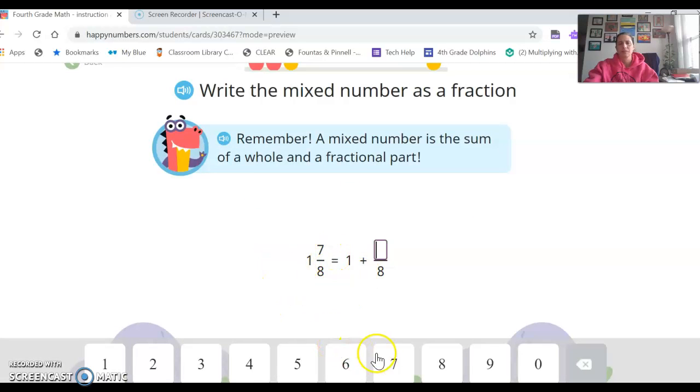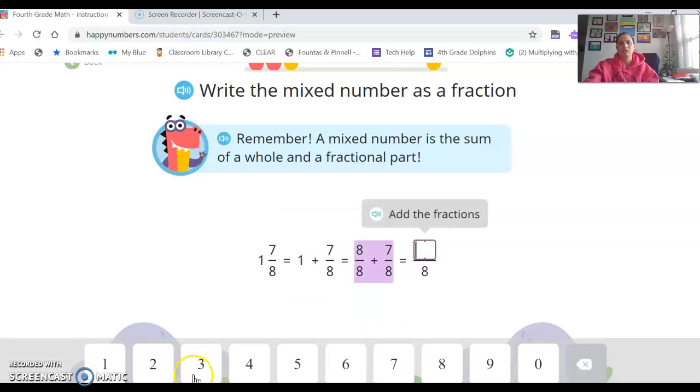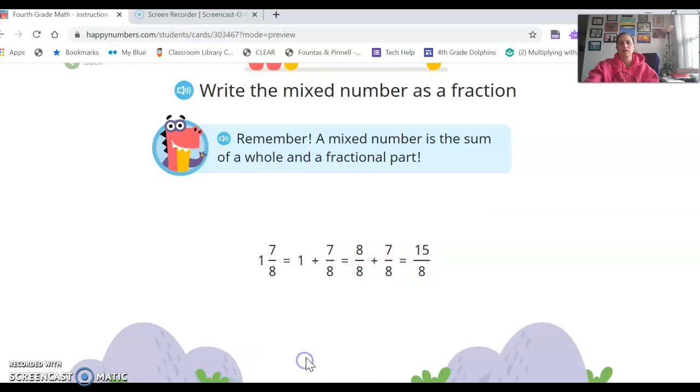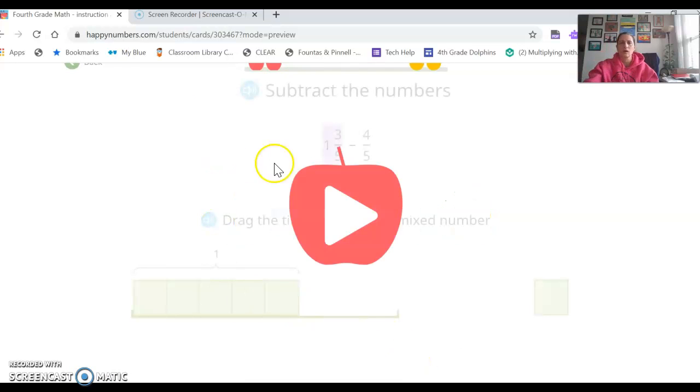Okay, same thing. 7/8. The parts are eighths, so it's 8/8. Add them together, and 8 plus 7 is 15. So we're just practicing taking that whole and making it into a fraction that's bigger than 1.